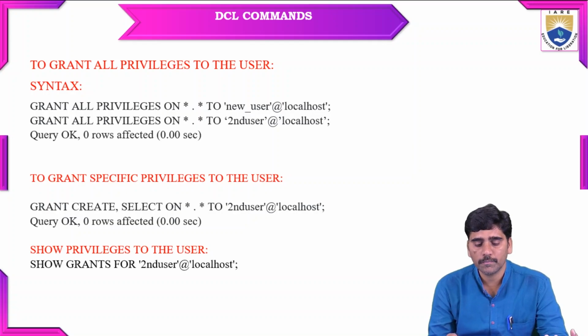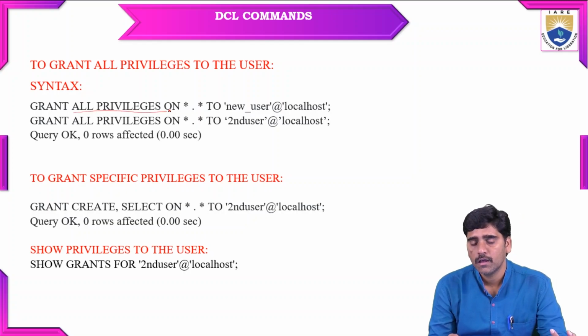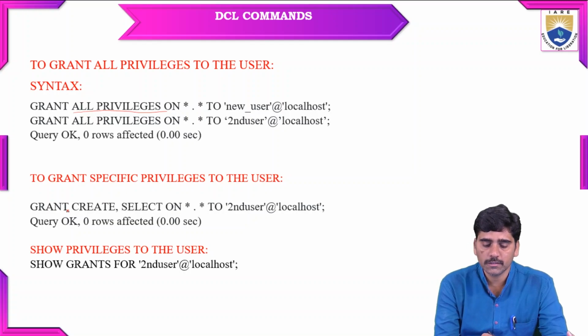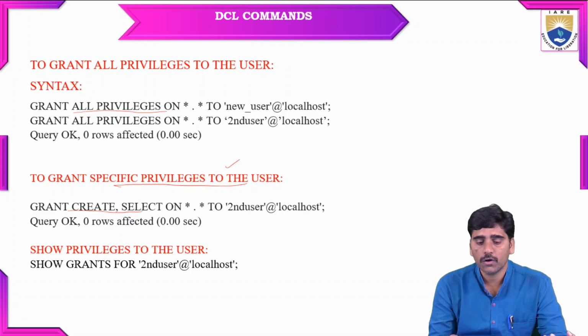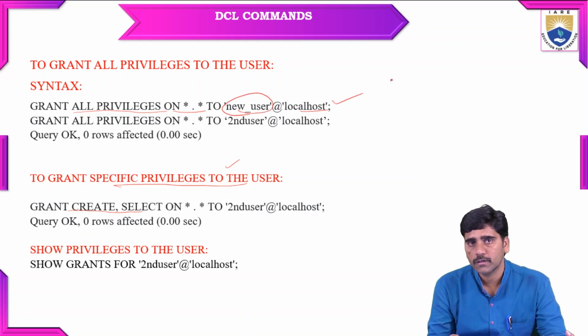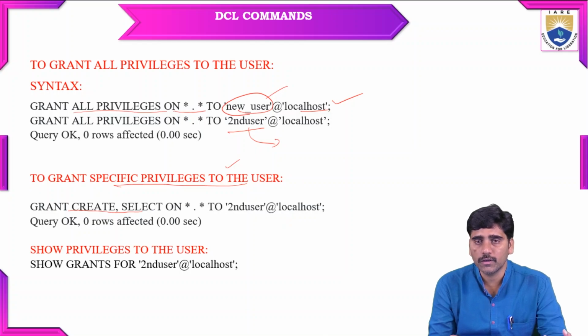We can grant the privileges to the user in two ways. One is granting all privileges, and the other is granting specific privileges to the user. So: grant all privileges on *.* to 'new user'@'localhost'. That indicates we are granting all privileges to the new user, for example a second user. We, meaning the administrator or the current user, will be granting the privileges to the second user identified by this localhost.